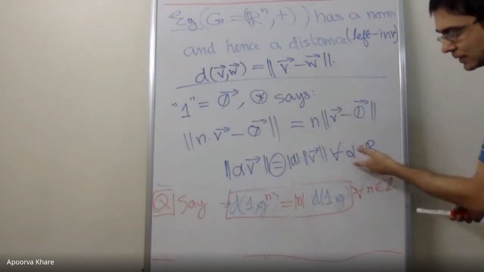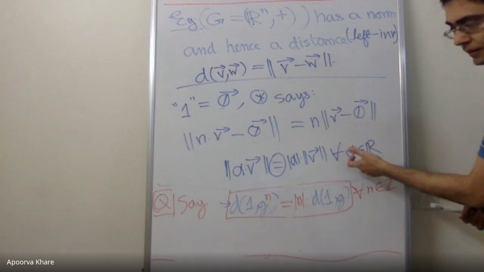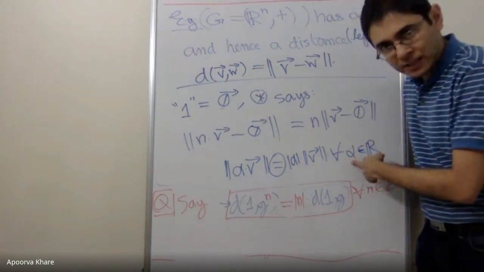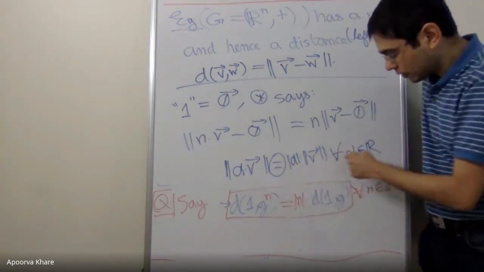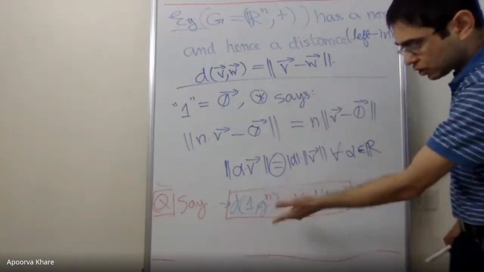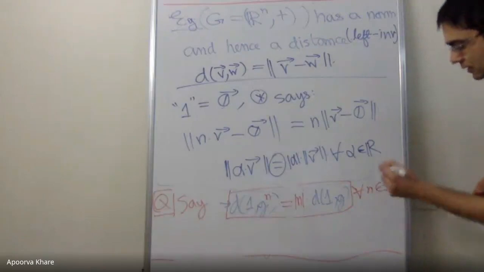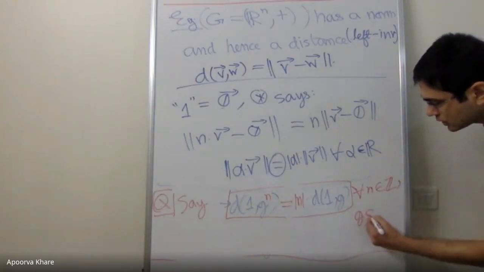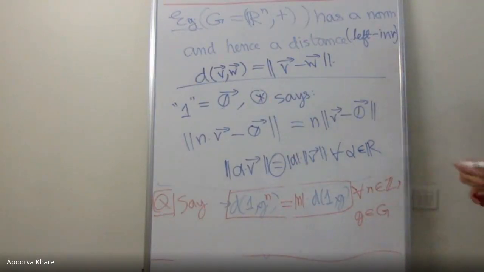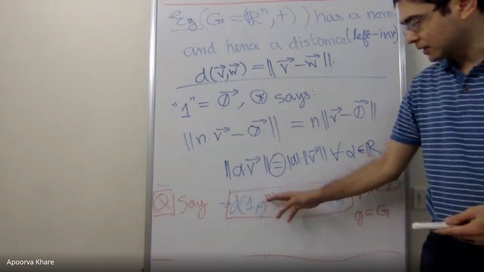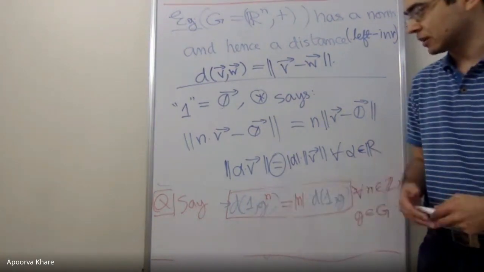In a vector space over the real numbers, you can take real scalars. If this was complex C to the n, you could take alpha to be a complex number. For a group, you can't take anything other than integer powers. So we take integer powers, and of course for all g in G as well. So suppose this is true for all integer powers n and all g in G.